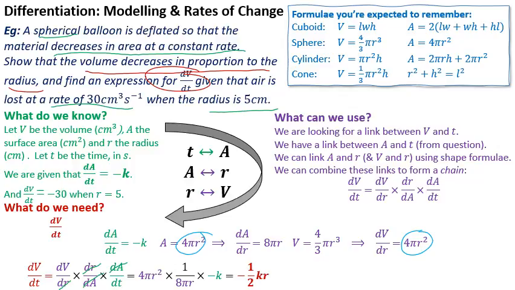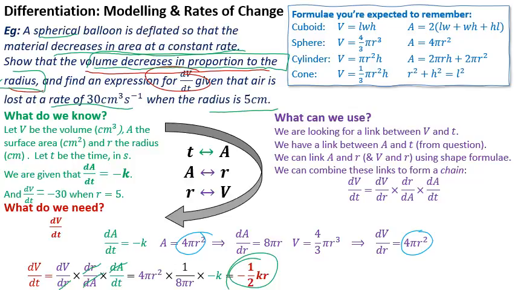Well, the question asked us to show that the volume decreases in proportion to the radius. So this expression we've got here basically does that. k we know is a constant. We introduced it as the constant of proportionality when we were first told about the constant rate at which the area decreases. So multiplying by a half k is just multiplying by a constant. The fact that it's negative just reinforces the idea that the volume is decreasing, but the proportionality is there because it's a constant, half k, multiplied by the radius.